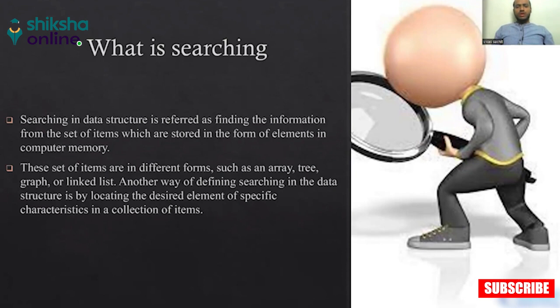It has to detect a particular item in a sea of data, a sea of memory stored in a computer chip. And the main reason we use data structures is that while searching, we have to consider time complexity and space complexity. That is our main game. There are typical searching techniques, and these sets of items come in different forms, such as array, tree, graph, or linked list, which we have seen earlier. Another way of defining searching in data structures is locating a desired element of specific characteristics in a collection of items. That is what I said just now.